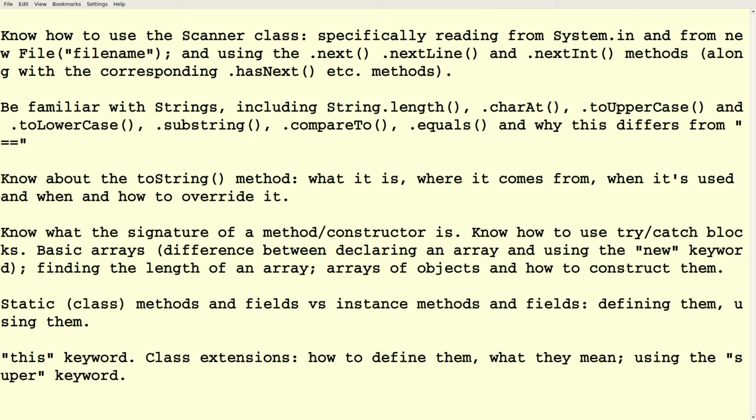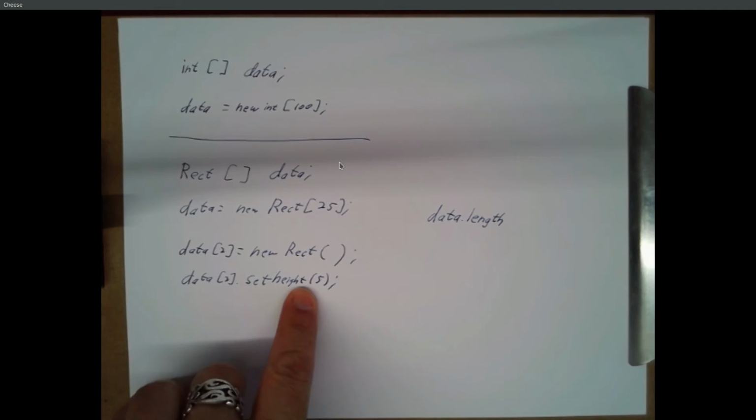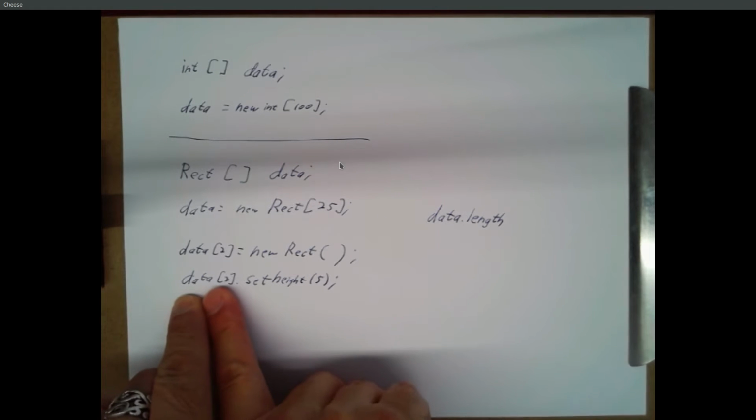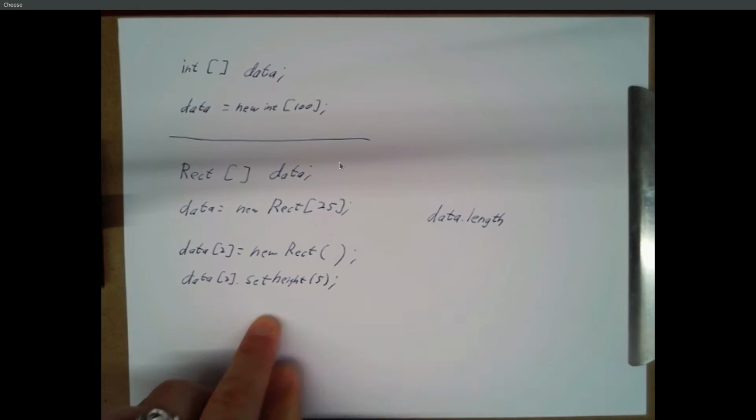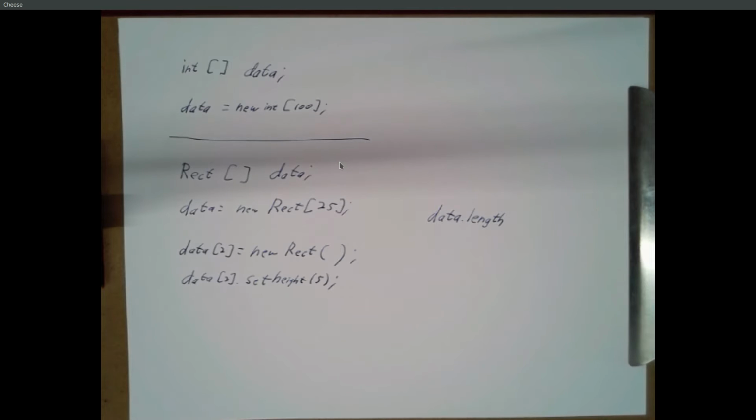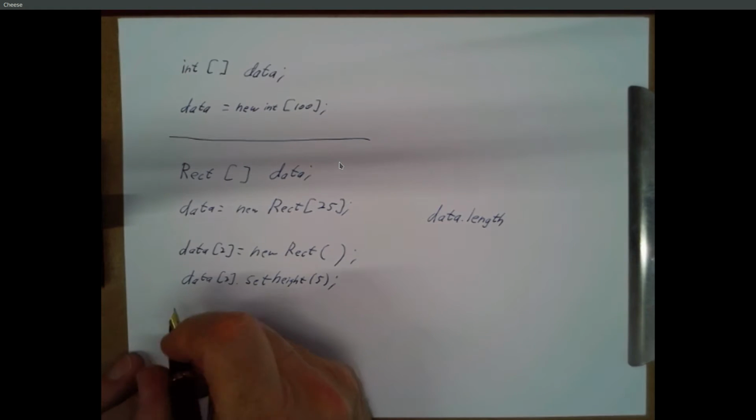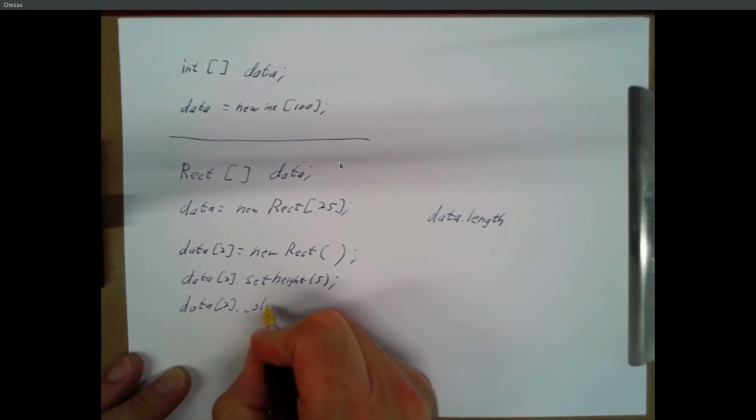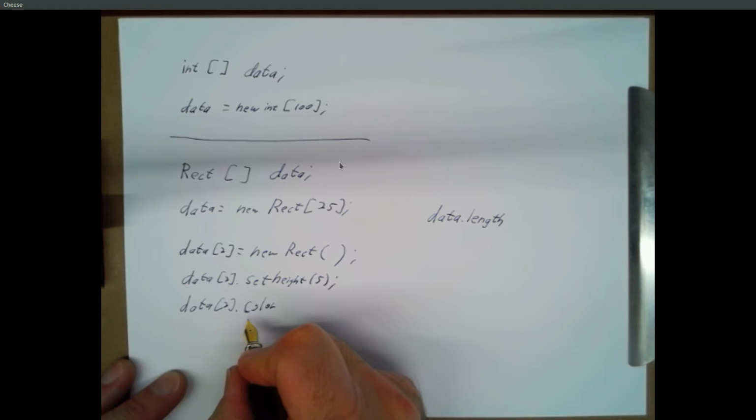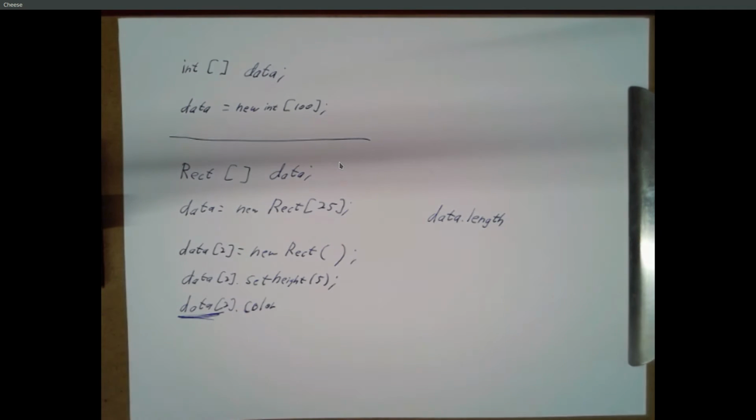Statics versus instances. So static methods and fields versus instance methods and fields. So most of the times when we're talking about something like set height, that we're referencing from an instance of a rectangle, right? That's an instance method. If we say something like data bracket 2 dot color, right, that's an instance field. It's a field that we're accessing as part of this object, right?